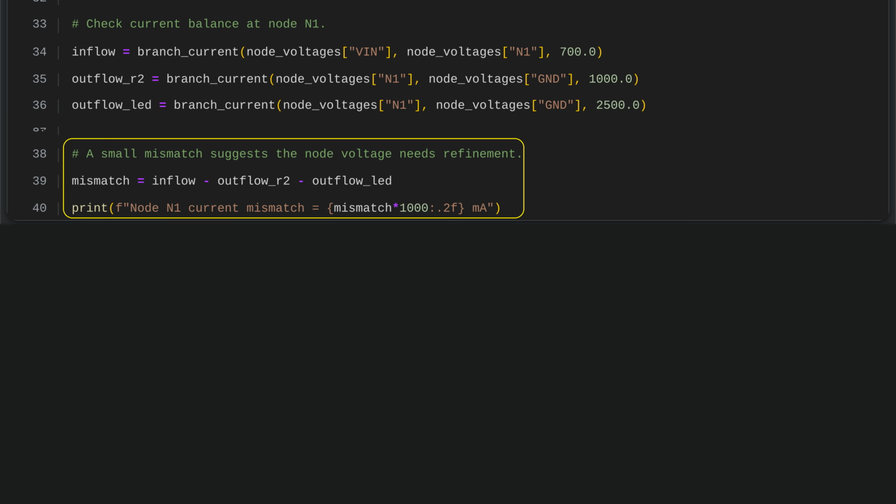To check current balance at node N1, compare the incoming current with the total outgoing current. The resulting mismatch shows whether the node voltage may need adjustment, and reporting it in milliamps makes any imbalance easy to see.